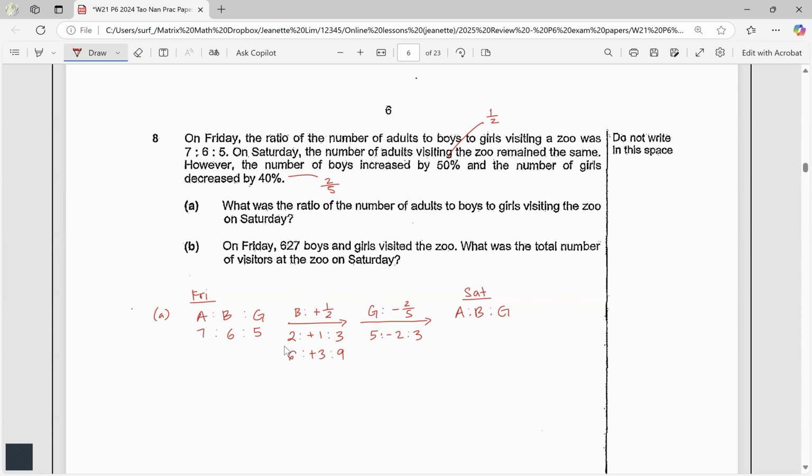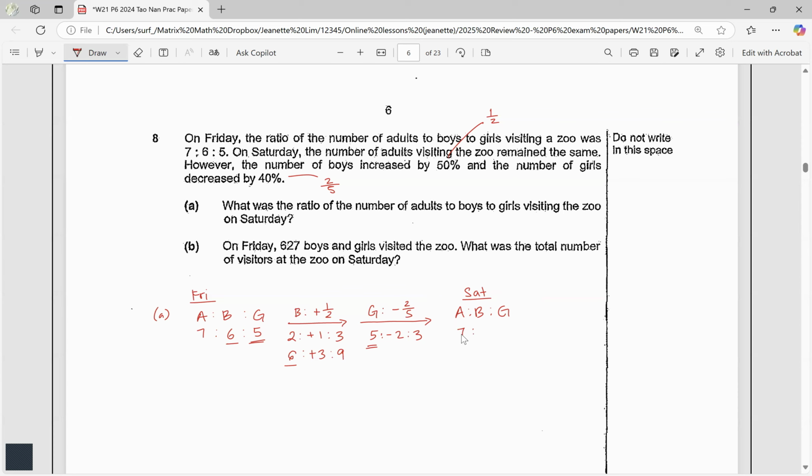throughout. Then the other common base for this ratio would be the girls at first. Girls at first here, 5 units. Girls at first here, also 5 units. So they are already the same. No need to change. So I'll just underline my common base, the boys at first and the girls at first. After I make my common base all the same, then I can show what the ratio is for Saturday. The adults didn't change, I'll keep it as 7.